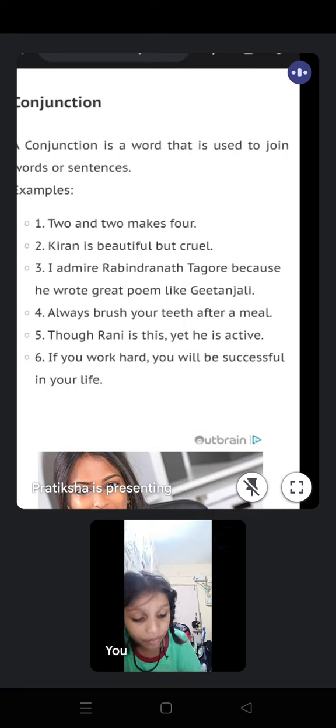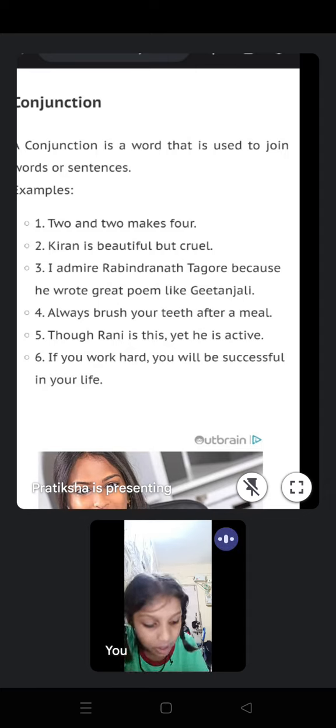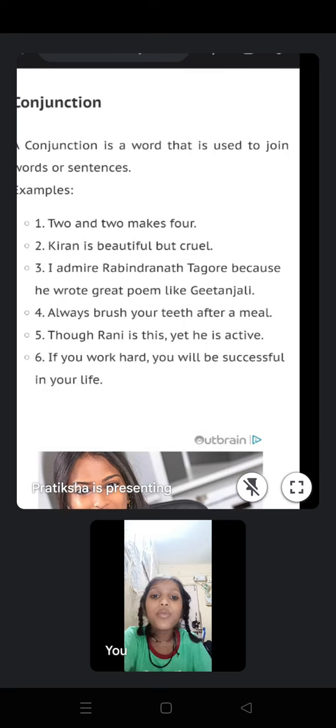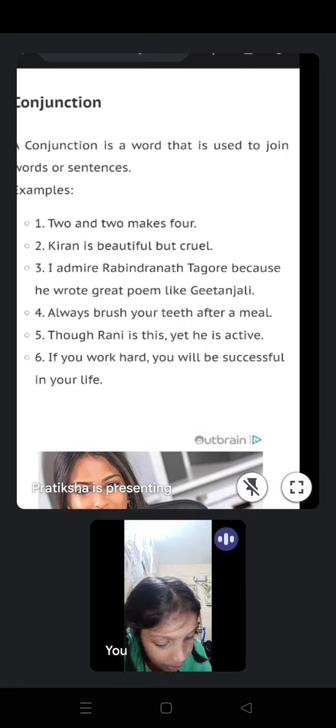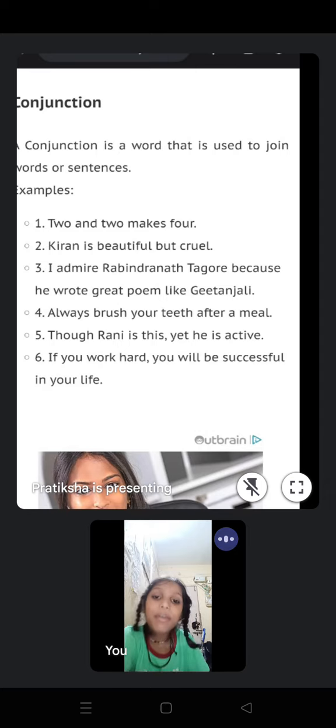Two and two makes four, right? T-W-O, two. A-N-D, and. T-W-O, two. Two and two, M-A-K-E-S, makes four. F-O-U-R, four. Two and two makes four.